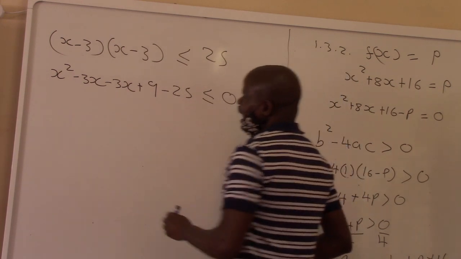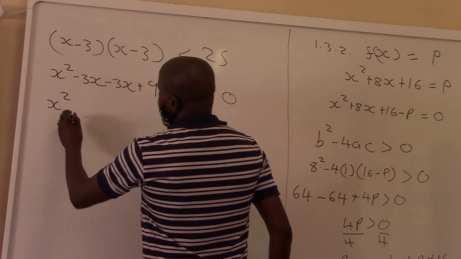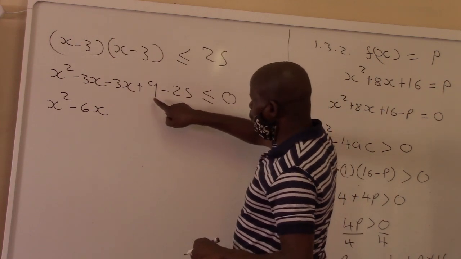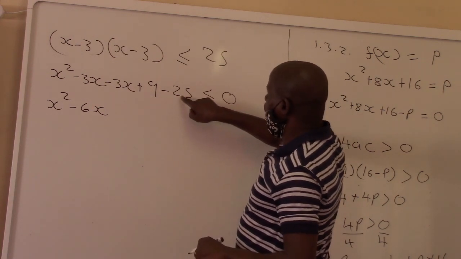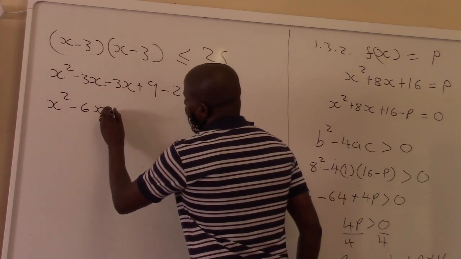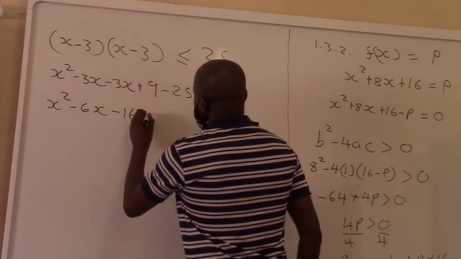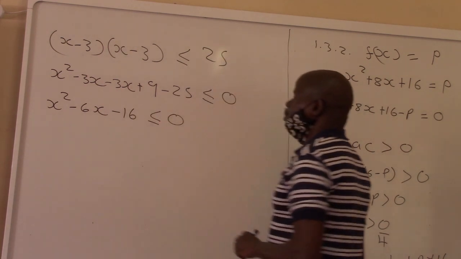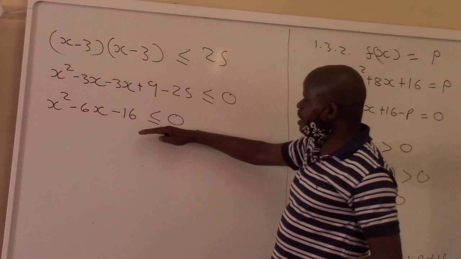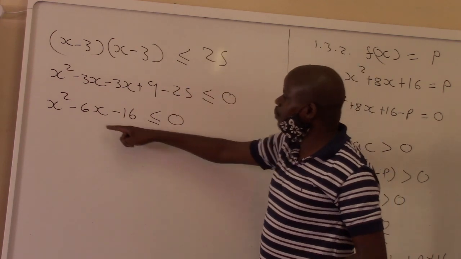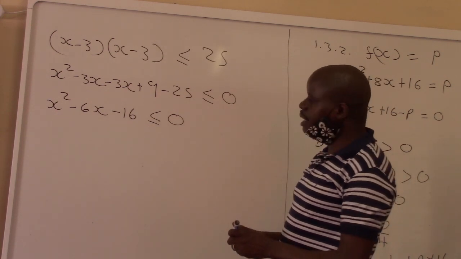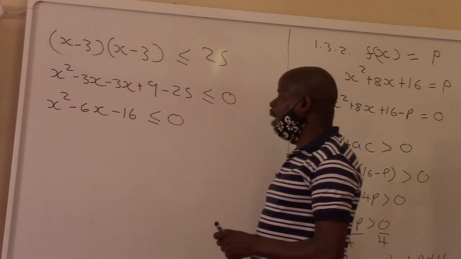So then here we are going to have x squared minus 6x, and then 9 minus 25, we are going to have negative 16, less than or equal to 0. So if it comes in this way, the first mark for this inequality will come in the standard form, which is ax squared plus bx plus c. So we have to factorize this one.